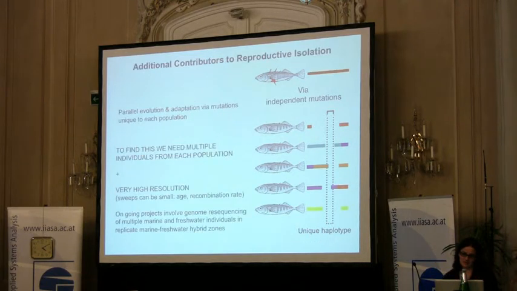To really address this pile of things, we need to have multiple individuals from each population, and we need to have very high resolution, because we know that sweeps can be extremely small, and it's dependent on the age of the sweep and the recombination rate in the genome. So ongoing projects involve resequencing of multiple marine and freshwater individuals from multiple replicate hybrid zones.